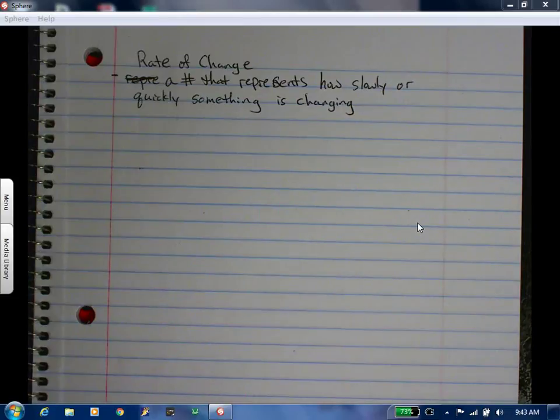So, any ideas on what could be a rate of change that you used this morning, especially if you rode a vehicle or drove yourself? Kayla? How fast you're going. Is that something that represents how slowly or quickly your distance from the school is changing? Yeah. So you get in the car, set the cruise control at 70 miles per hour. That is a rate of change, or 120 kilometers per hour.